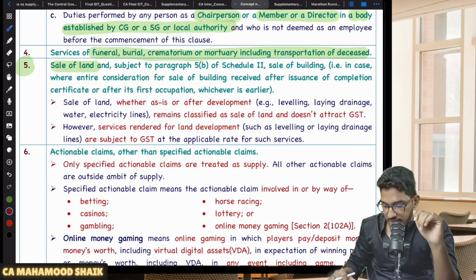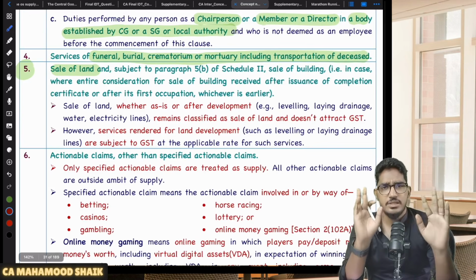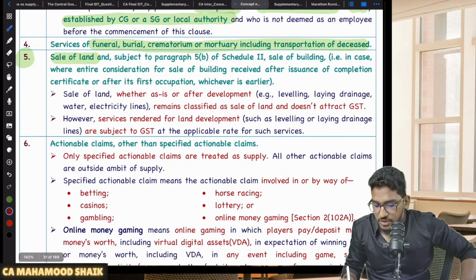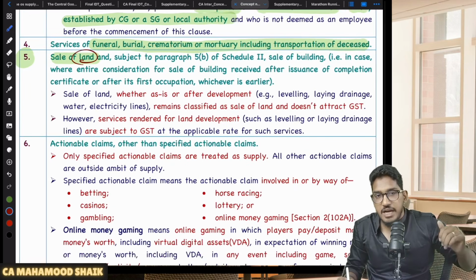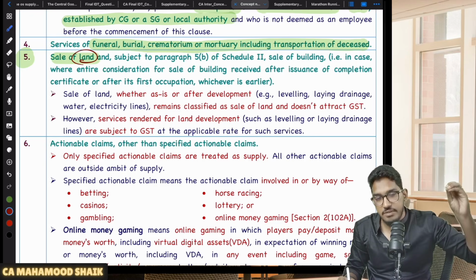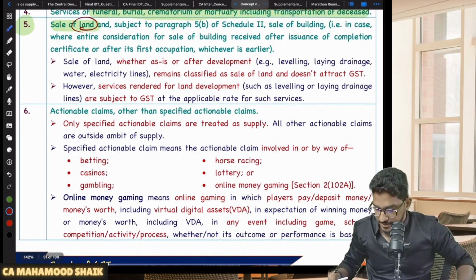This is what you will be able to find here. This I have tried to summarize in simple terms. And one more thing, when I say sale of land here, sale of land means not just open land, even sale of developed land is also not a supply.